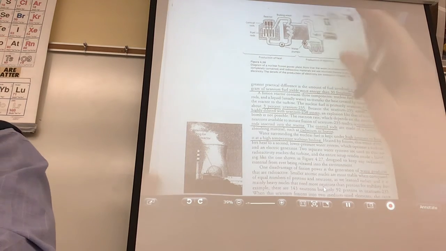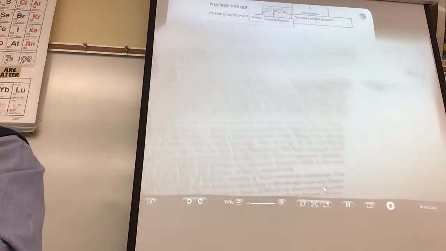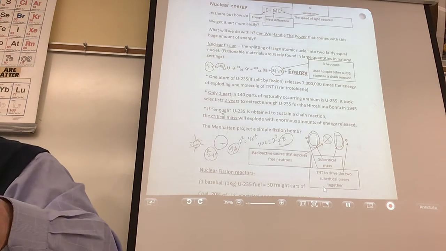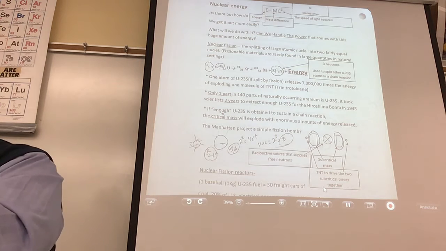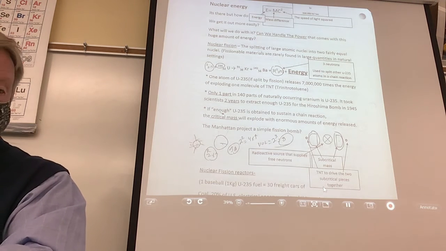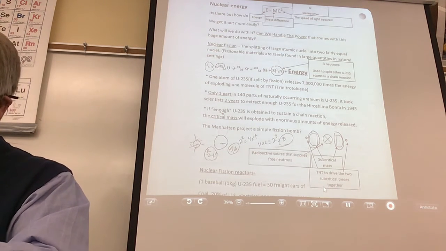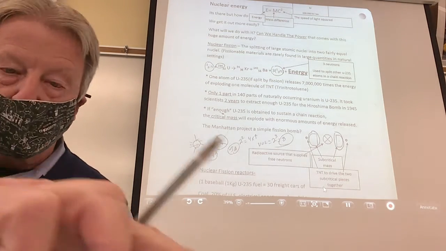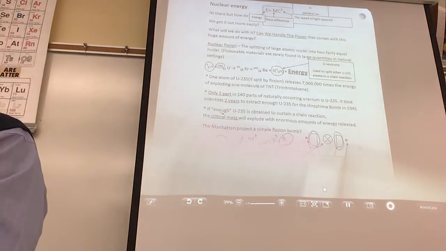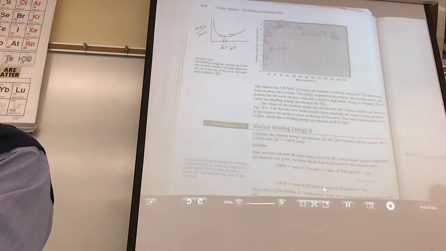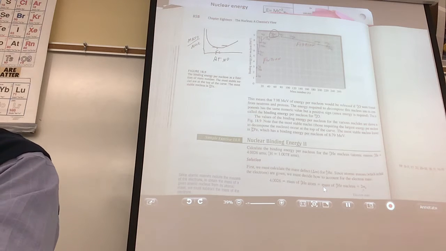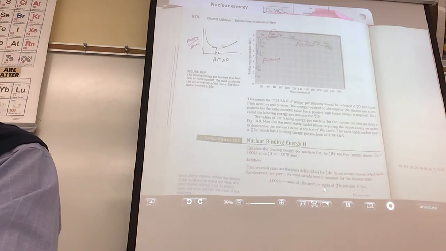All right. Anyway, we talked about what a water cooling tower was, but I want to talk about something here. Your book, I'm trying to think which way your book does it. Yeah, here it is. I'm not really using your book right now, but I want to show you this is the same graph that person did in his video. Can everybody see that graph? This graph tells you why fission and fusion work.